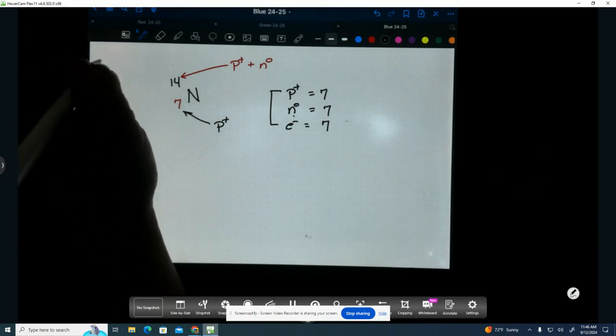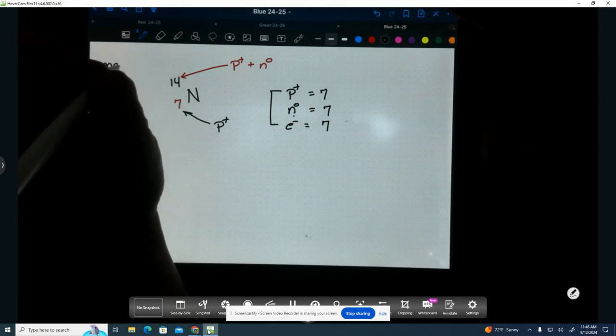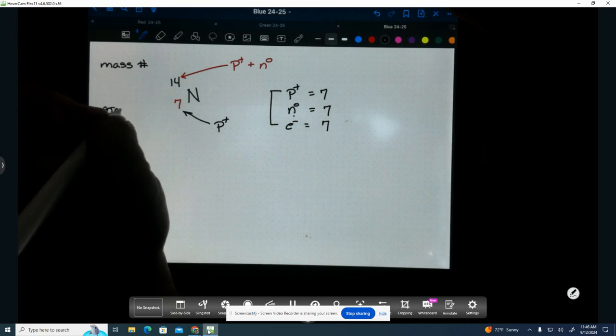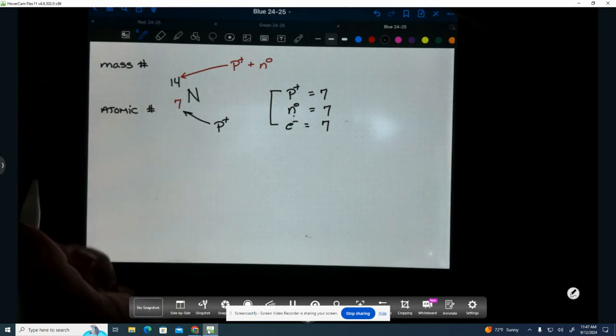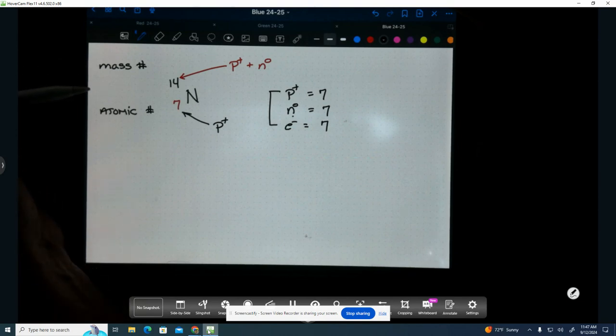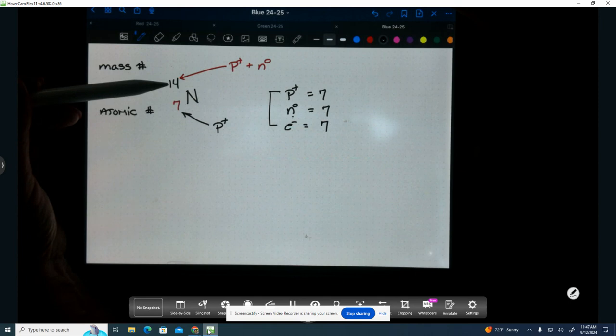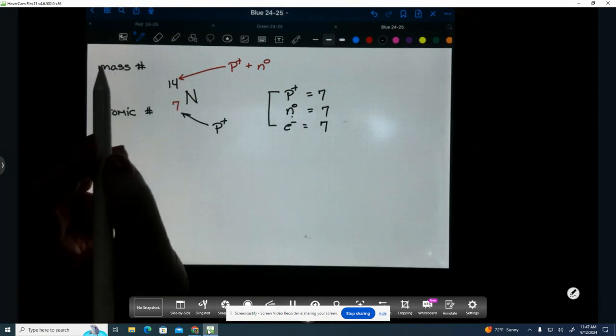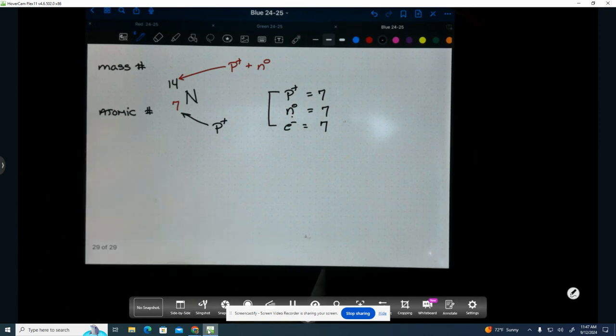So I'll do one that's not like that. We'll say that this is the mass number, and this is the atomic number. And if I want to find the number of neutrons, I'm going to take the mass number and subtract the atomic number. The mass number in this case was 14 and the atomic number was 7. So to find neutrons, it's the top number minus the bottom number.